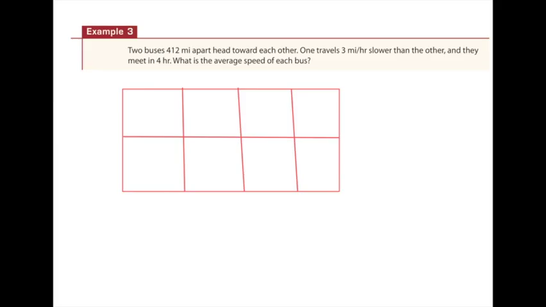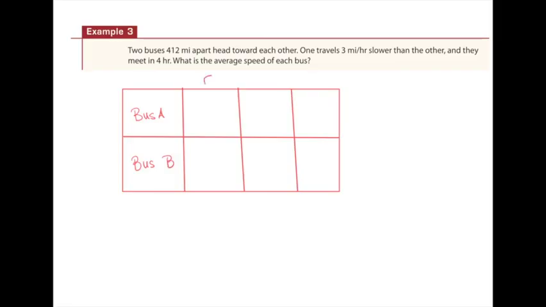So I would look at this one and I would say they're 412 miles apart, which means you're going to add their distances. And so I would just set up my initial chart for my first bus. We'll say bus A and bus B.